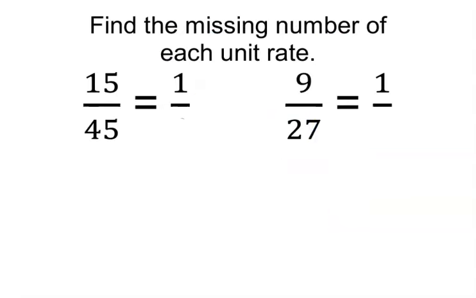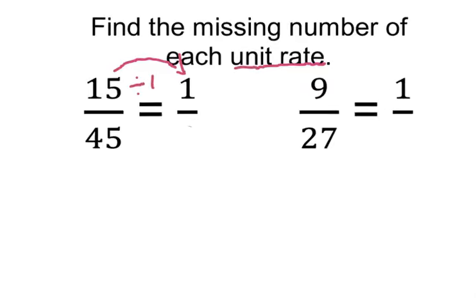Find the missing number of each unit rate. Well, again, I can go ahead and accept the fact that they're calling it a unit rate because we are going to a fraction that has a 1 in it, or a ratio. All right, so since we're talking about rates, we got to go from 15 down to a 1. Well, what would you divide into 15 to get 1? Well, once again, that's pretty straightforward. We're going to divide 15 into 15 to get 1.